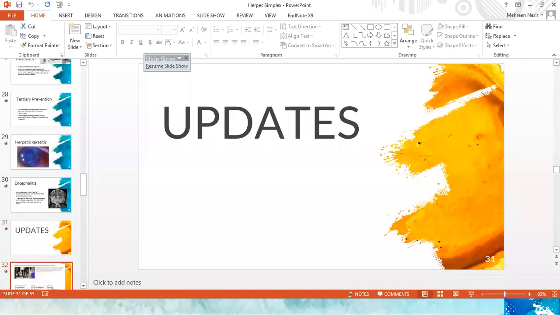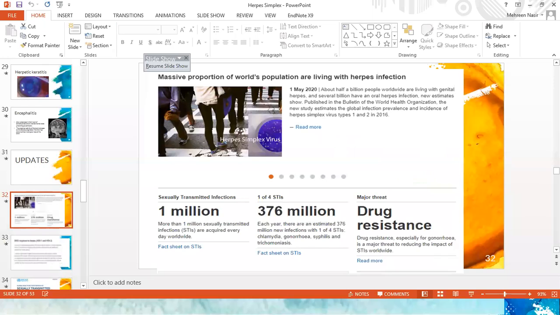Coming to the updates. A massive proportion of the world's population is living with herpes infection. In 2020, WHO reported about half a billion people worldwide are living with genital herpes, and several billion people have oral herpes infection.